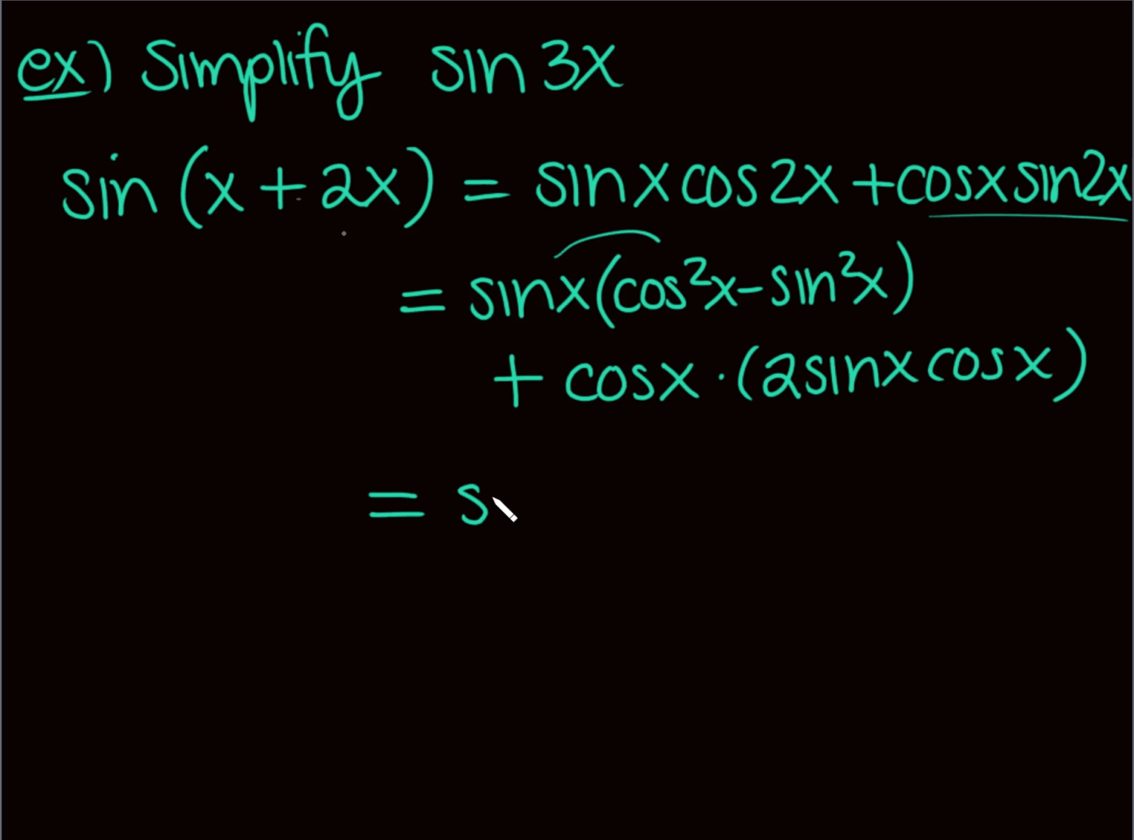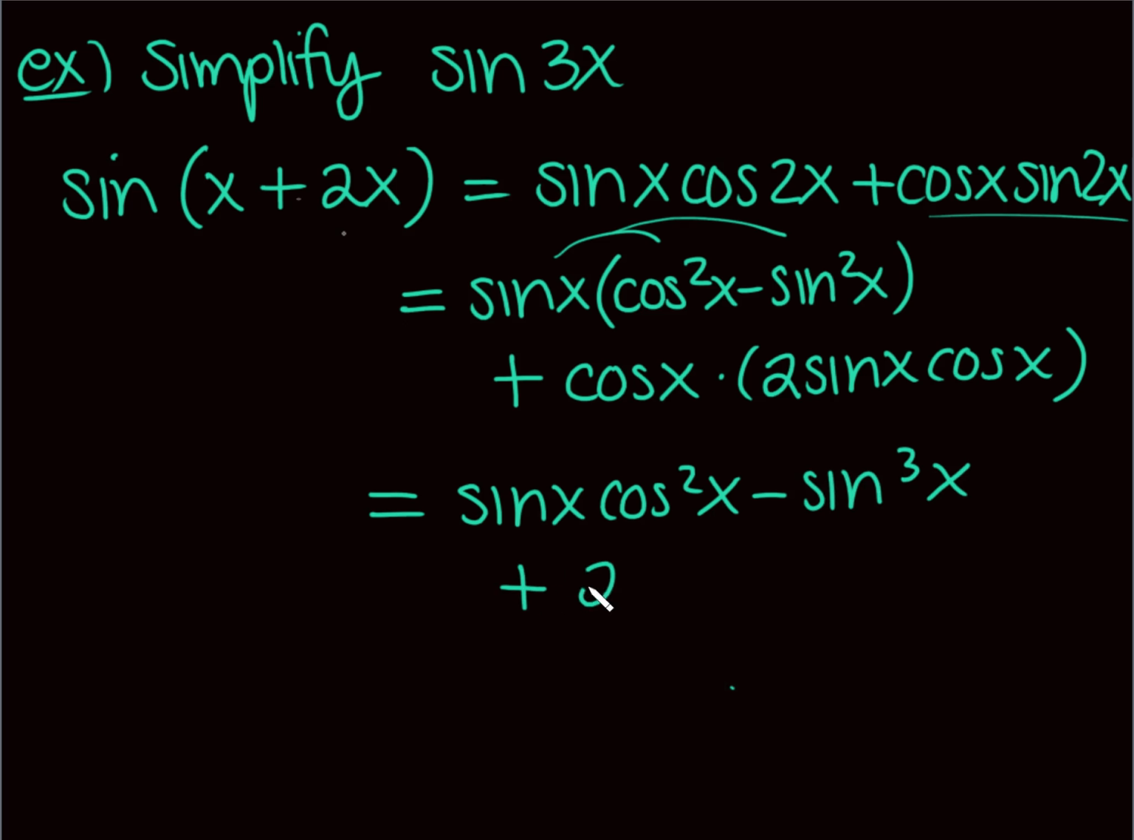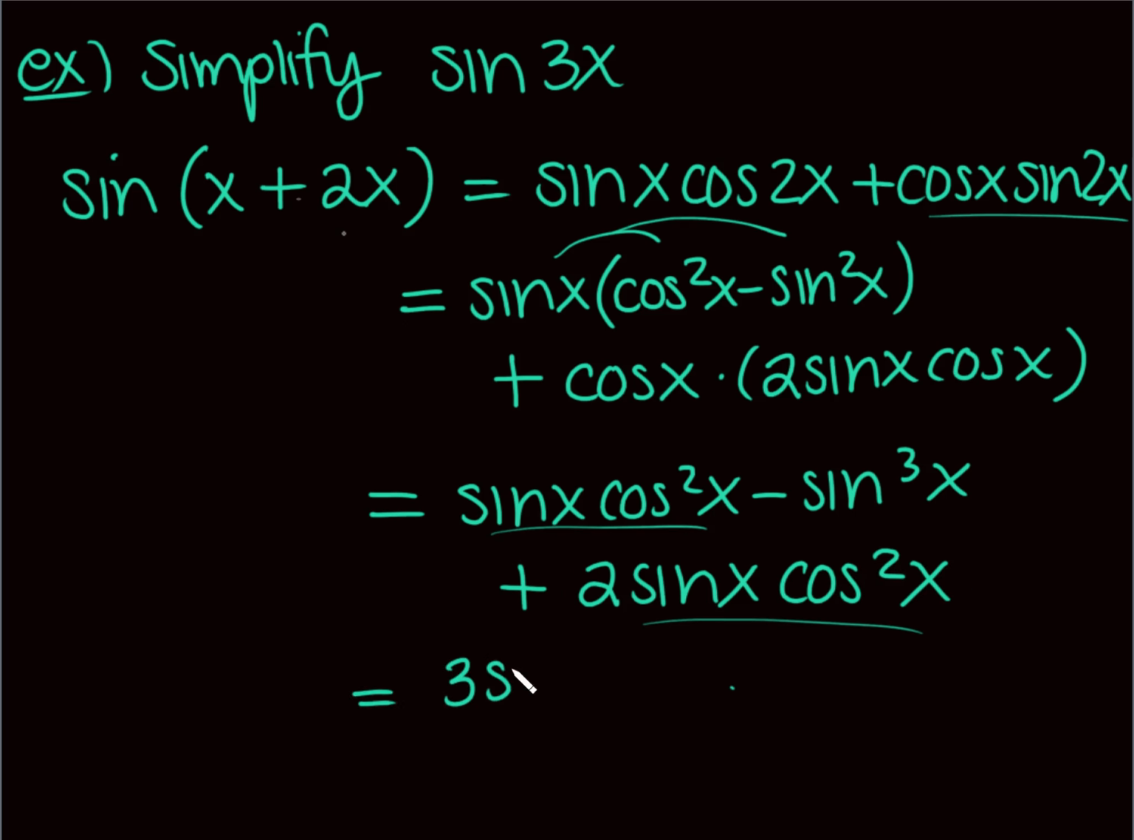So if I bring this through, I get sine x cosine squared x. I'm distributing. Minus sine cubed x, and then here I'm going to have plus 2 sine x cosine squared x, right? That's kind of neat. So what else can I do here? Well, these guys are like terms, if you notice. They each are a sine x cosine squared. So I would get 3, there are 3 of them now, sine x cosine squared x minus sine cubed x.